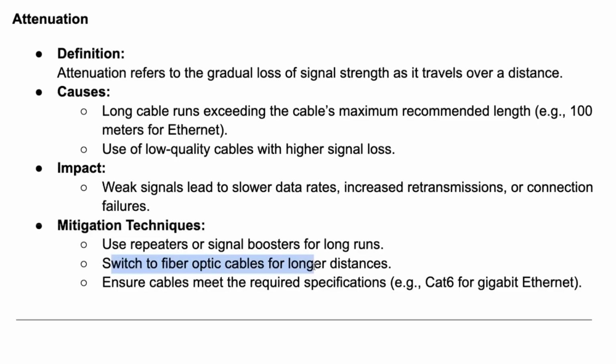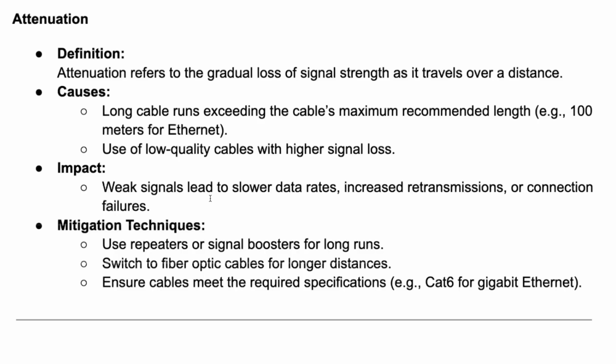You can also switch to fiber optic cables for longer distances, because that's what they've been designed for, so that you can run them longer than 100 meters and still get the signal that you need. And then you can ensure that cables meet the required specifications. A Cat6 cable is for gigabit Ethernet, right? So don't use it for anything other than that. Make sure that your cables actually meet your required specifications. If you need gigabit Ethernet, you use the Cat6. You don't use anything smaller, older or less capable to access gigabit Ethernet, because most likely you will experience something called attenuation.